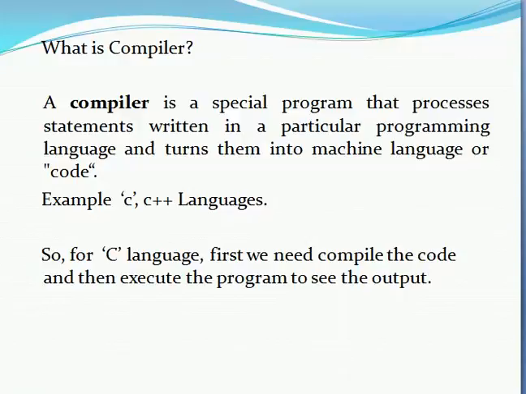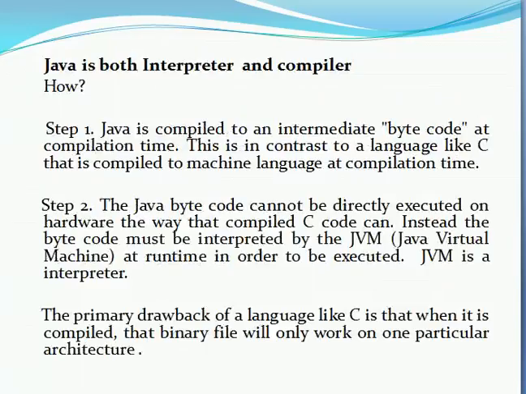Once you compile the program, if you have made any mistakes in your program, it will show you the errors. Once you fix the errors, you will get the message that the compilation is successful. Once the compilation is successful, it will convert into machine language. Then you can execute the program to see the output. So without compilation, it is not possible to execute the program to see the output. It's called a compiler. Examples are the C and C++ languages. For C language, first we need to compile the code and then execute the program to see the output.